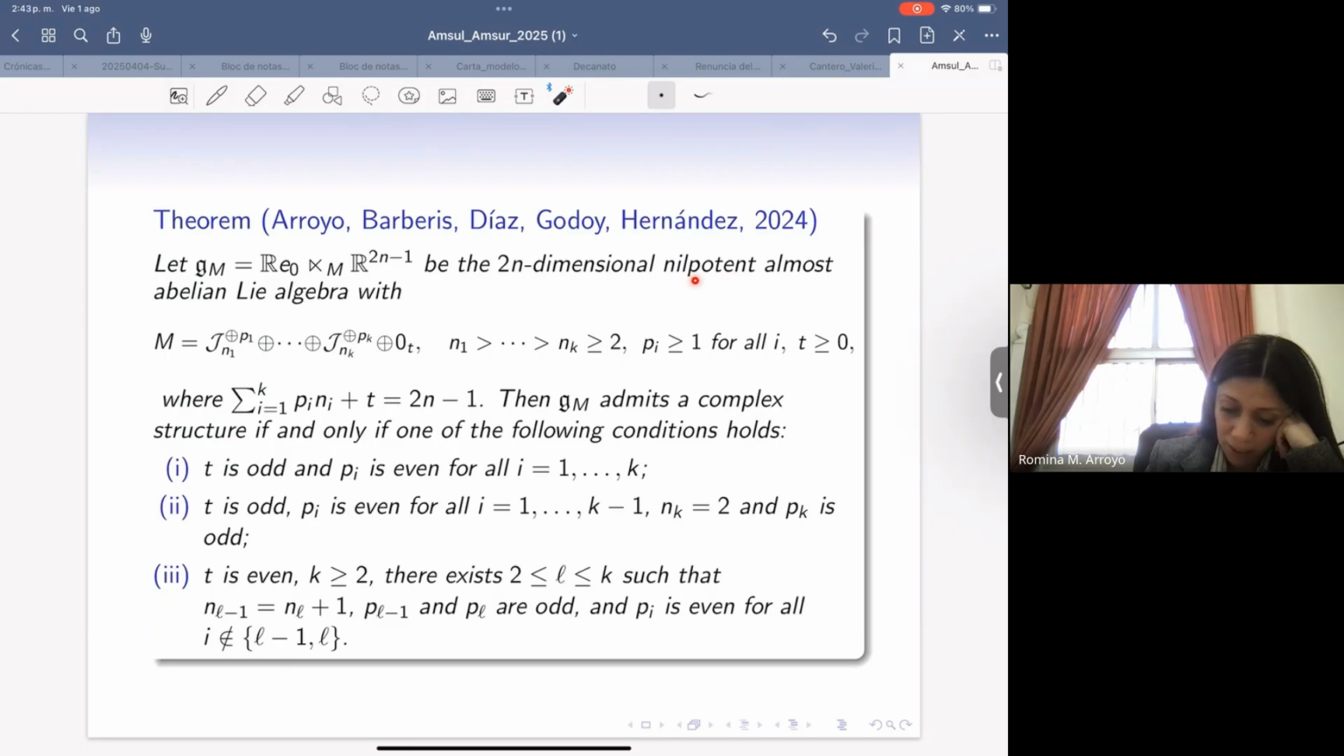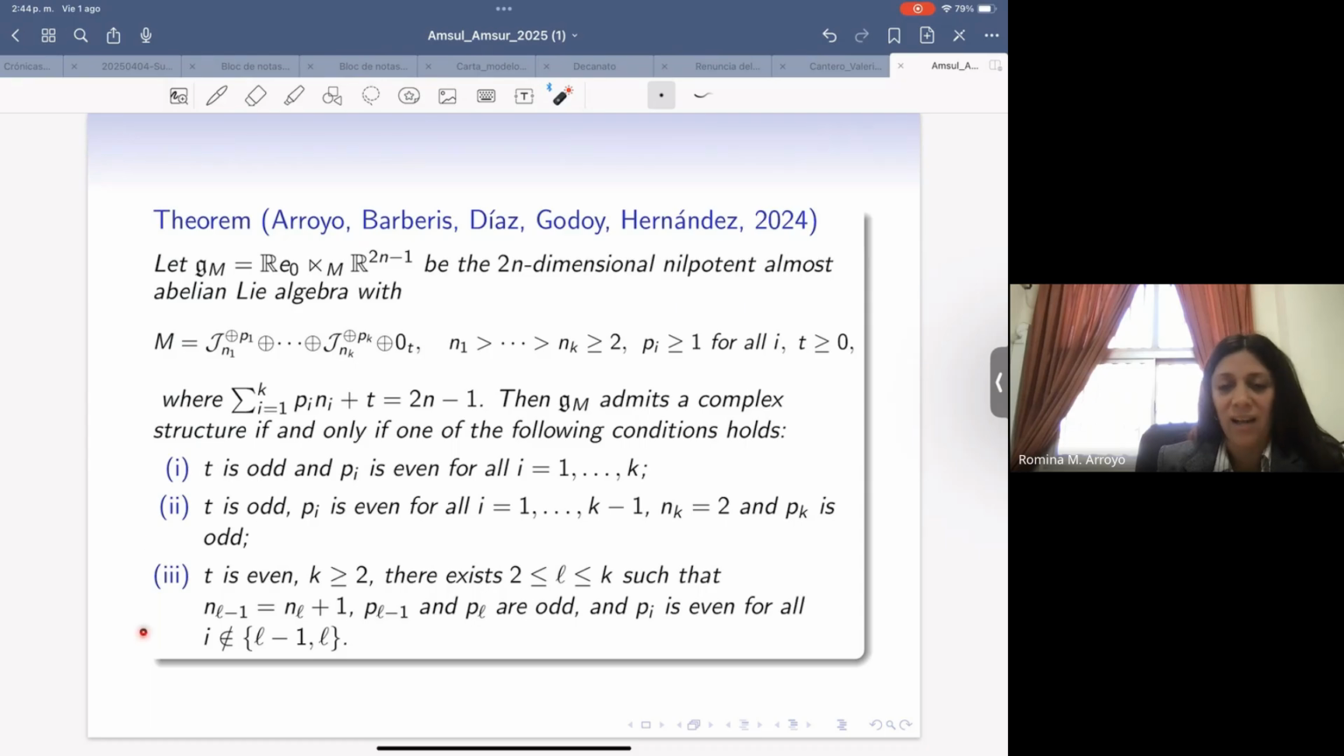In the nilpotent case, consider a matrix M written in the Jordan normal form like this. Then G_M will admit a complex structure if and only if one of these three cases holds. All of them are written in terms of exponents, which are the size of the big zero block.